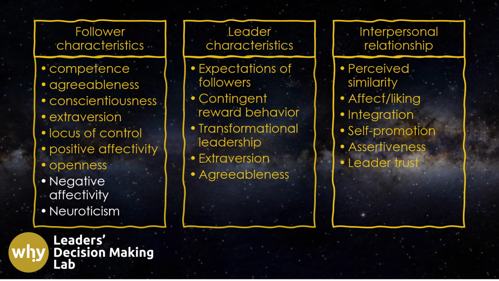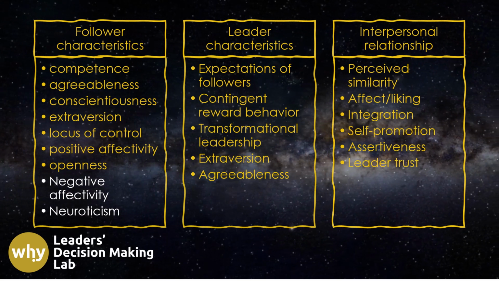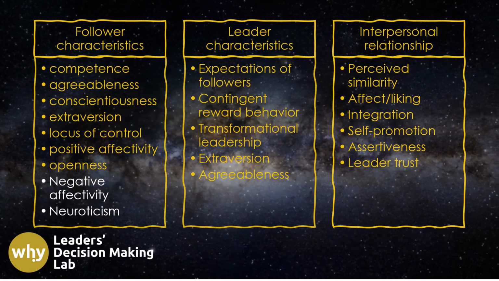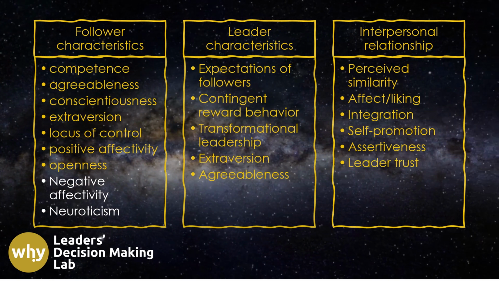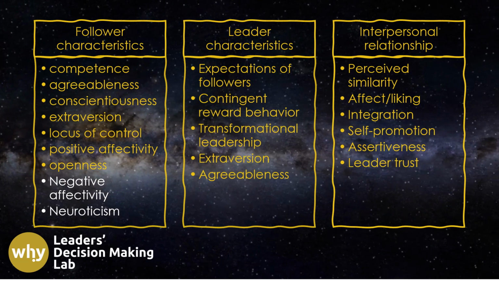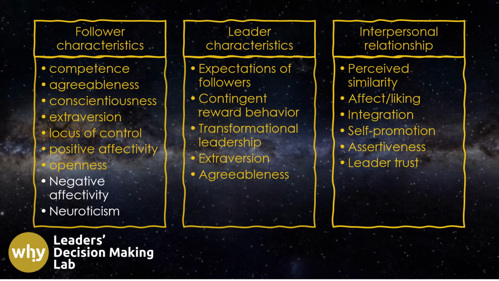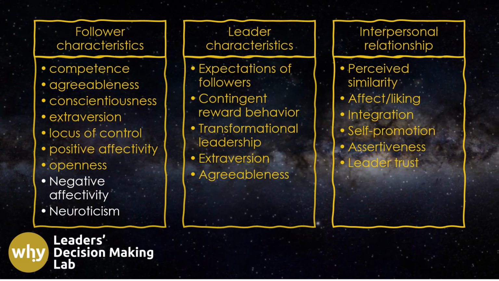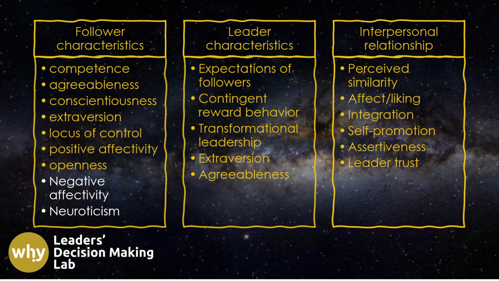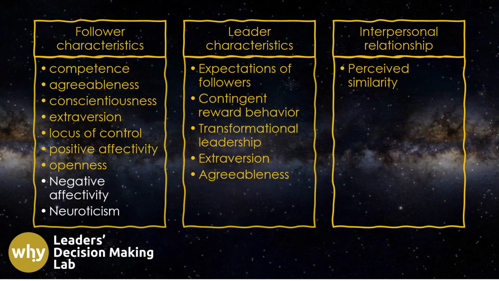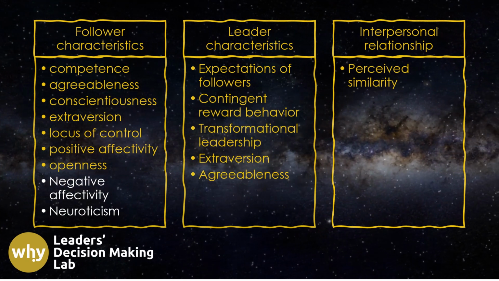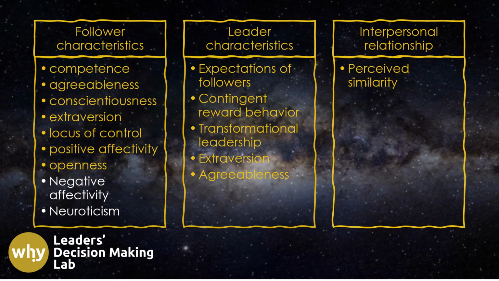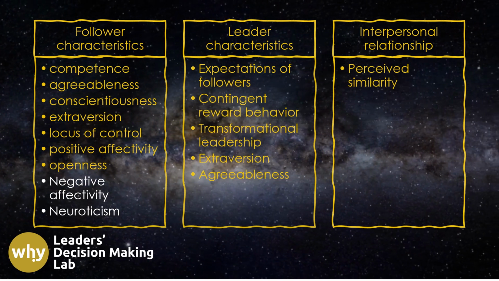It's important to note that while leaders have a dominant role in establishing leader-member exchange relationships, followers also play a significant part in building these relationships. Interpersonal relationship variables such as perceived similarity, affect and liking, integration, self-promotion, assertiveness, and leader trust can influence the leader-member exchange relationship. When a follower perceives similarity in values, goals, and interests with the leader, it can facilitate a sense of connection and trust, fostering a positive exchange relationship.